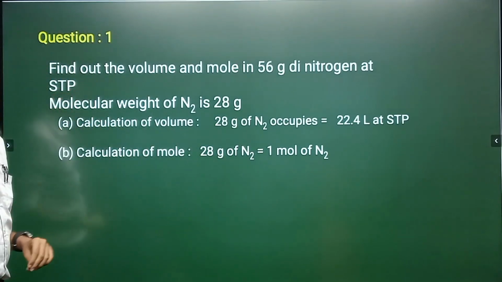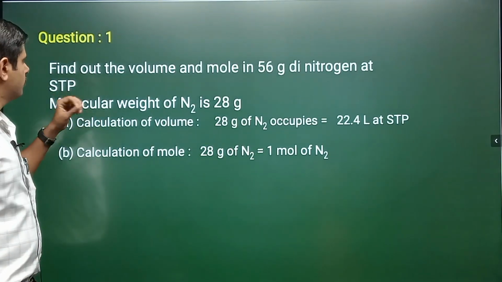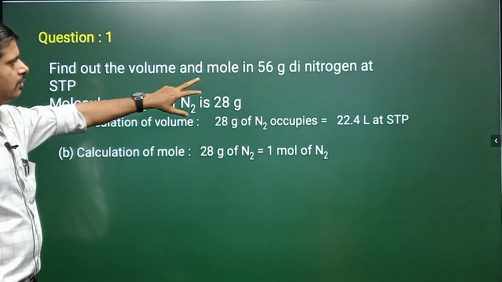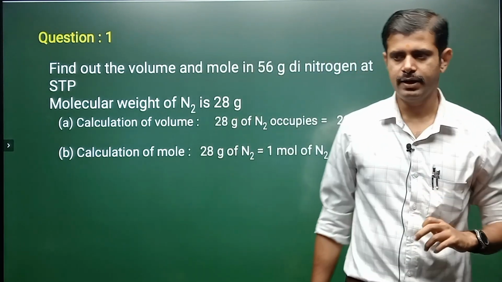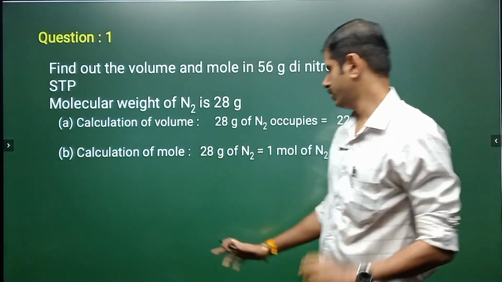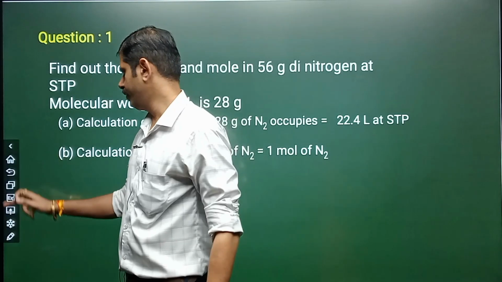Now we will do certain questions here. Question number 1, find out the volume and the mole in 56 grams of dinitrogen. See, 56 grams of dinitrogen, we need to find out the moles. Now what happens up here? How do we find moles?